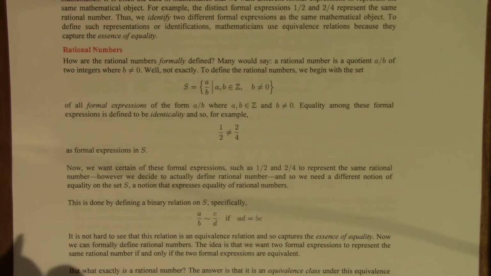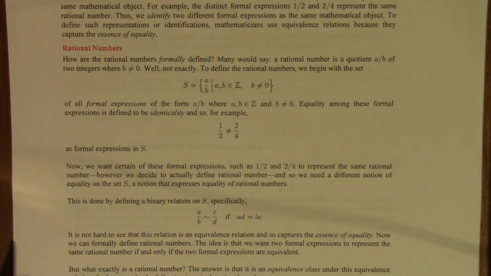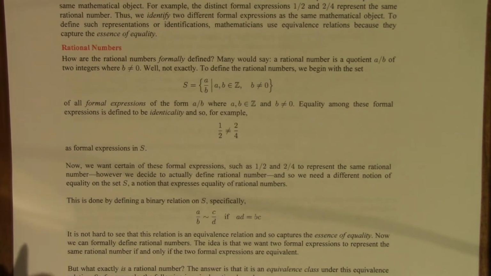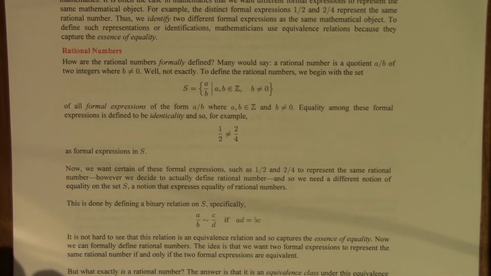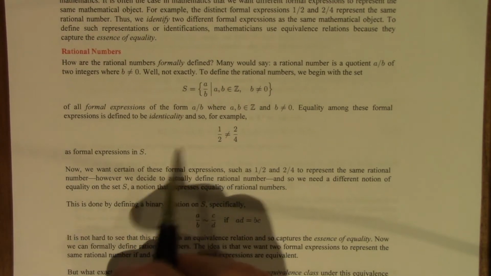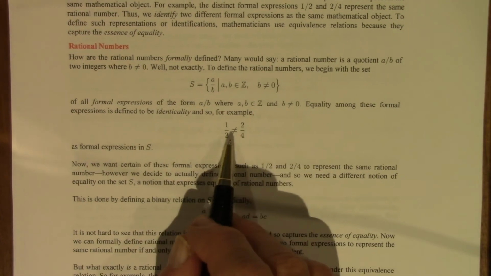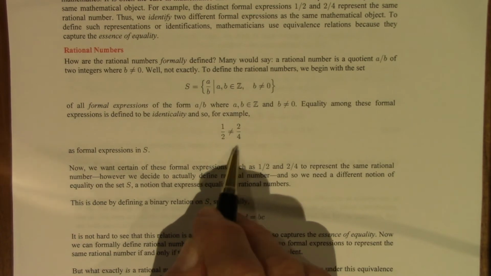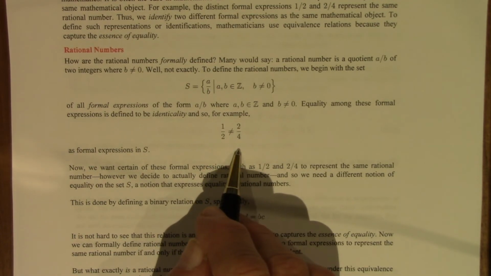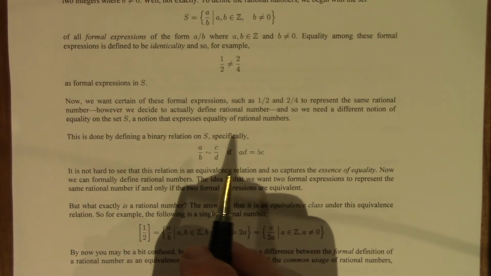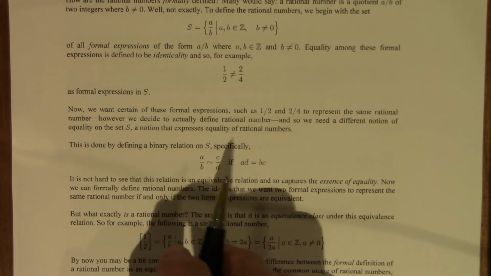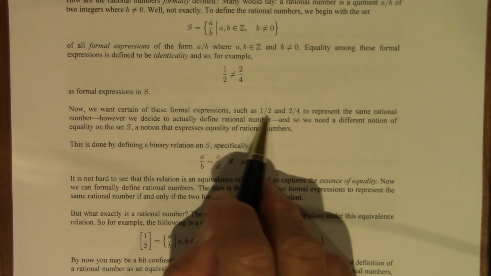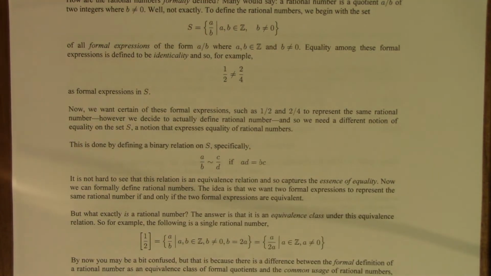Equality among formal expressions is identicality, because they're formal expressions. They have no meaning. So you just have to look and make sure the atoms are the same in both cases. So 1 over 2 is not equal to 2 over 4 as formal expressions. Now, we want certain of these formal expressions, such as these two, to represent the same rational number.